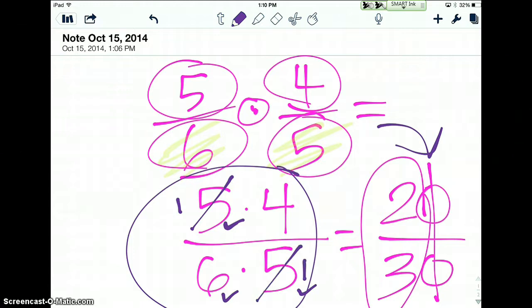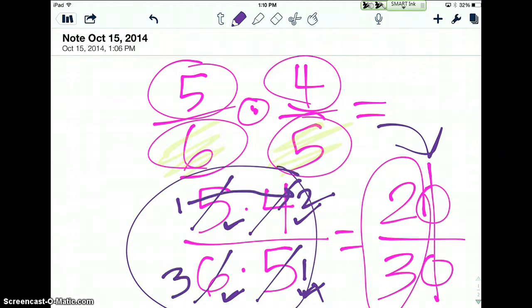Then I could look at this 4 and say, does that simplify with this 6 or this 1? Well, not the 1, but it simplifies with the 6 because they both go into 2. So 4 divided by 2 is 2, and 6 divided by 2 is 3. So now when I multiply 1 times 2, what do you know? I get 2. And 3 times 1, I get 3.